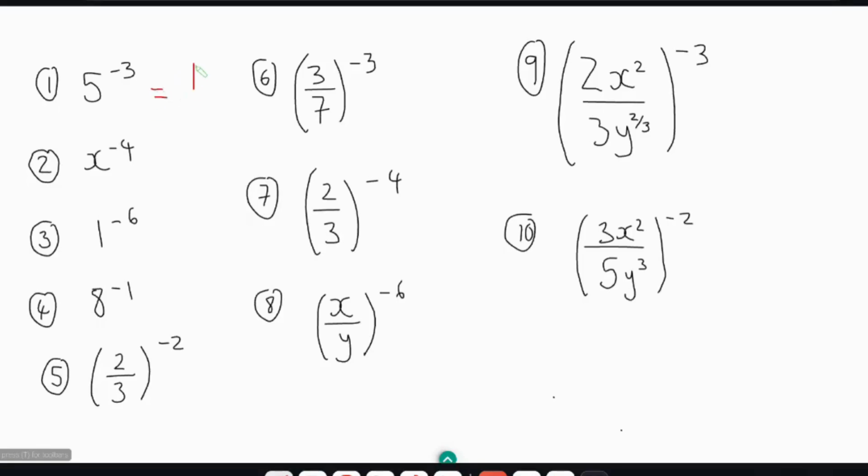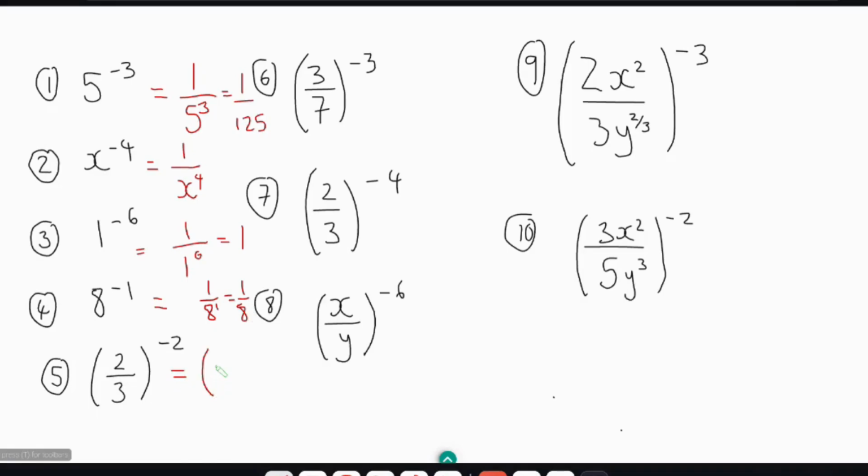So question 1, it's a fraction with 1 at the top, 5 cubed as the denominator, so 1 over 125. It's a fraction, you guessed it, 1 on the top, x to the power 4 at the bottom. Fraction with 1 at the top, 1 to the power 6 at the bottom. 1 to the power 6 is 1, so it's 1 over 1, which is 1. And a fraction with 1 as the numerator, 8 to the power 1 as the denominator, which is the same as 1 over 8.